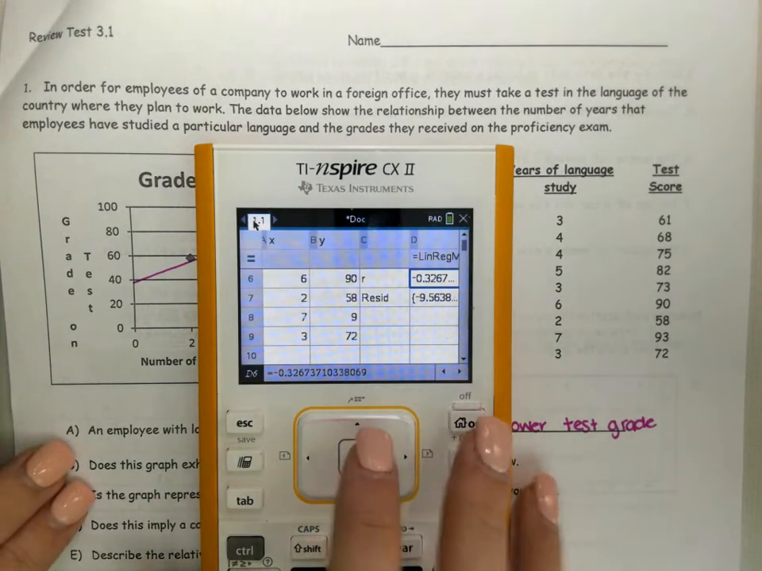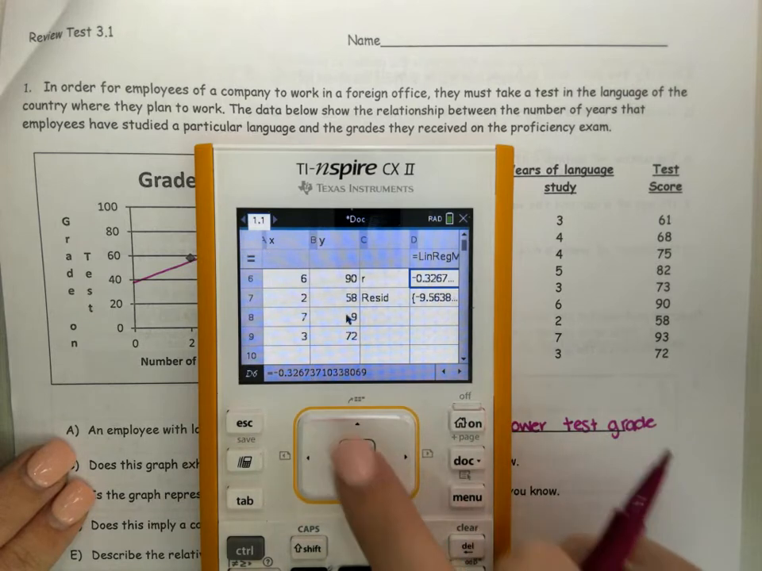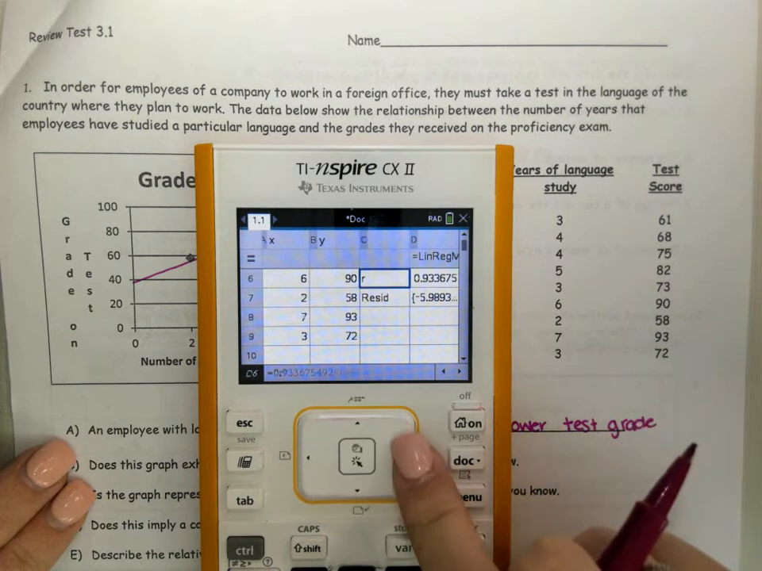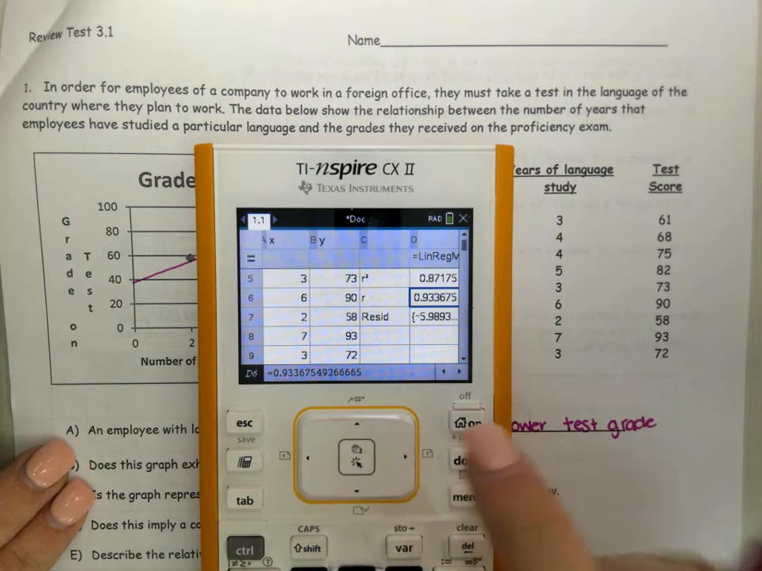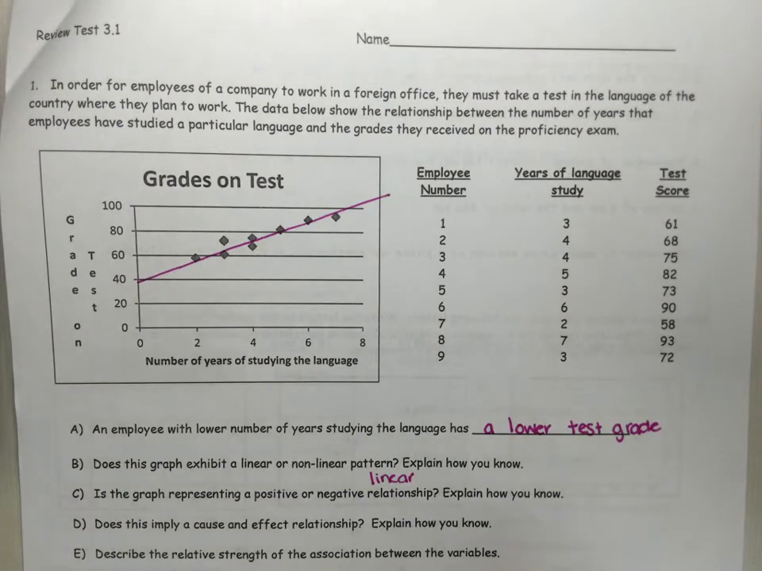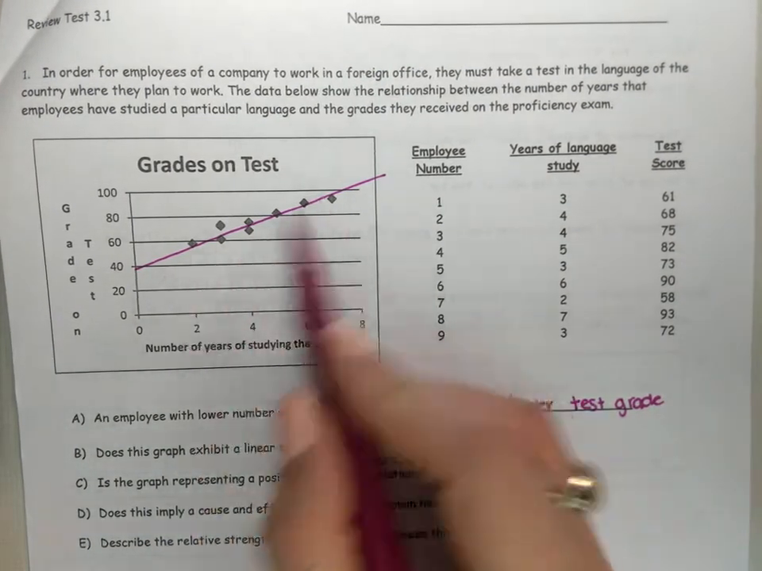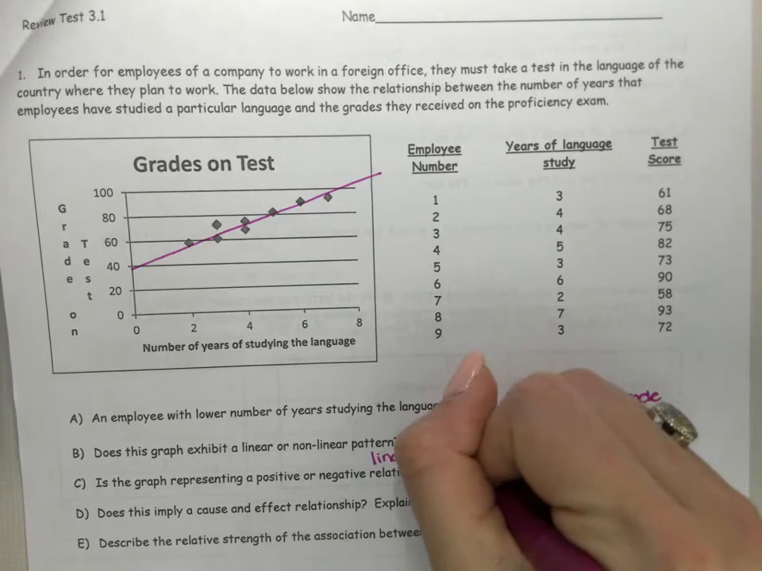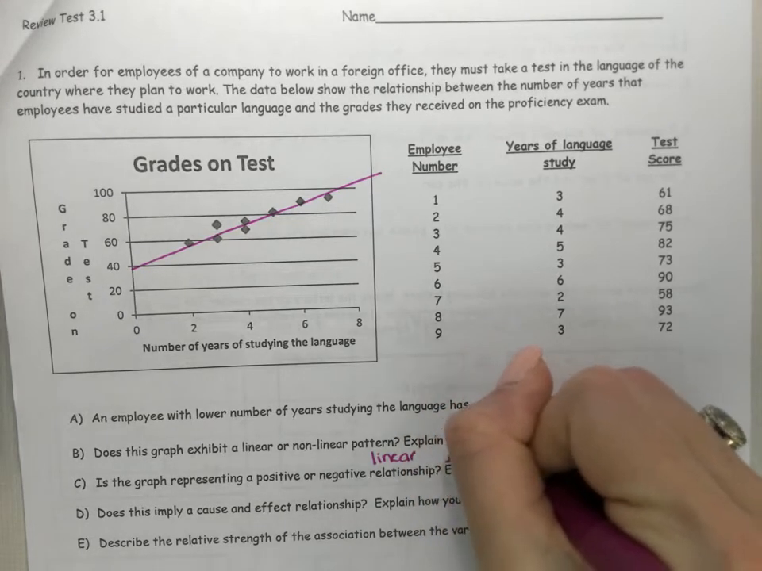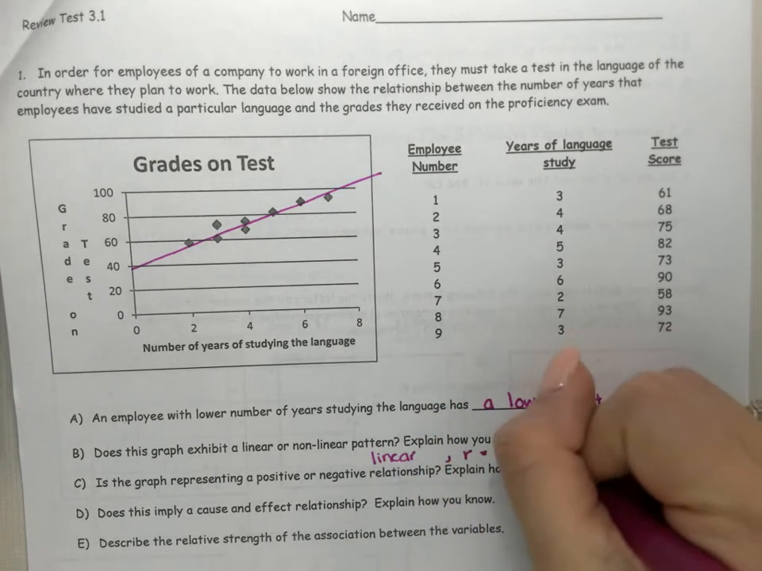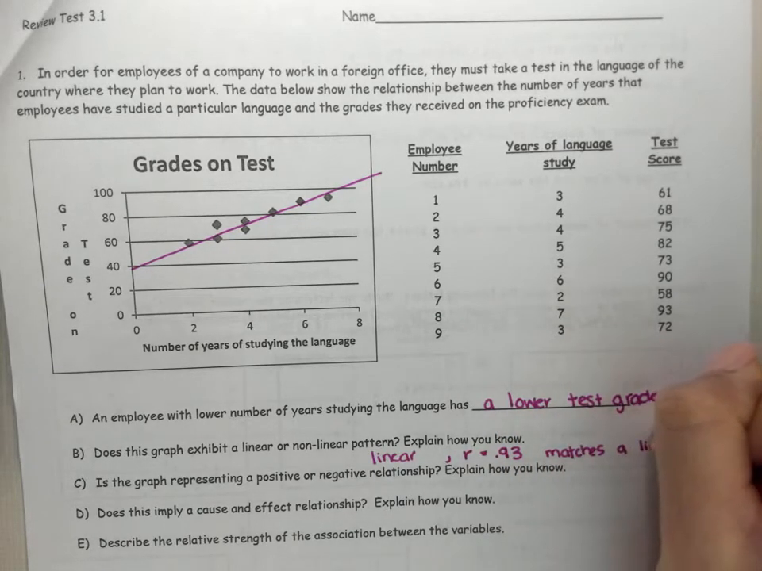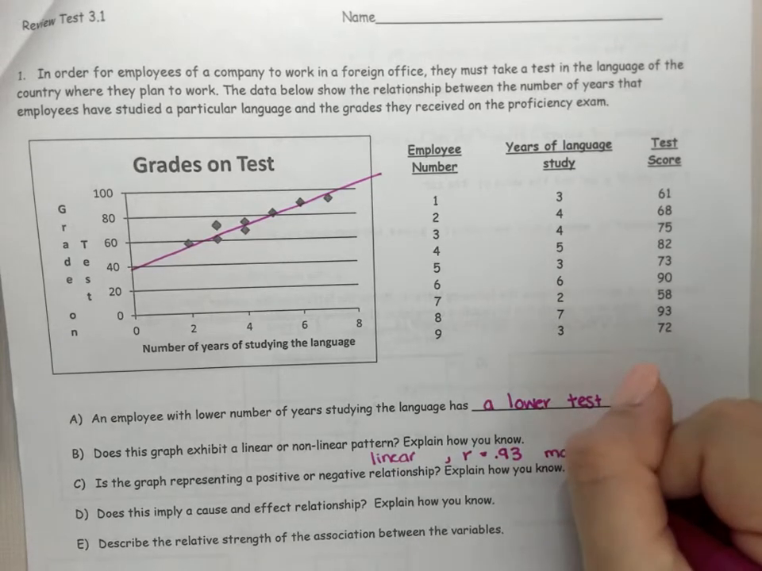So it's telling me, oh, this data point's wrong. It's telling me that my R value is 0.93. So that's pretty close to 1. So I would say that is a pretty strong relationship. Those lines are fairly close to that straight line. R equals 0.93 matches a linear trend line.